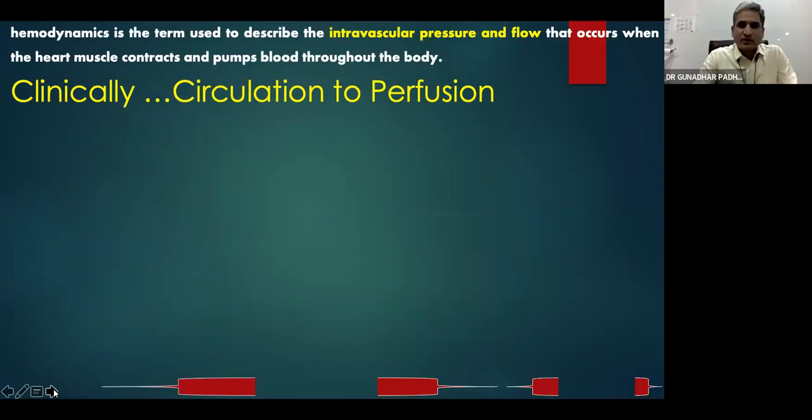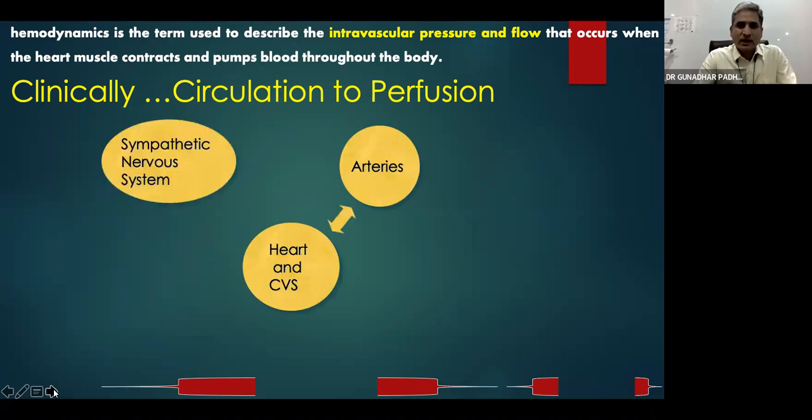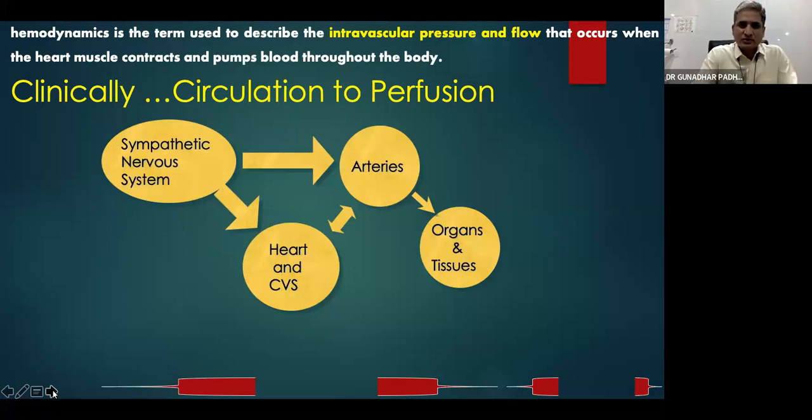Clinically, hemodynamic monitoring is basically the monitoring of circulation to perfusion. Whether the circulatory system is in good health, and whether the organs are getting well perfused with good circulation. That is the summation of hemodynamic monitoring. It starts from the heart and cardiovascular system. It goes to the arteries, both are interconnected, and then it leads to the associated organs like the sympathetic nervous system. All three are interconnected, the chain reaction goes on, and finally the organs and tissues get perfusion.